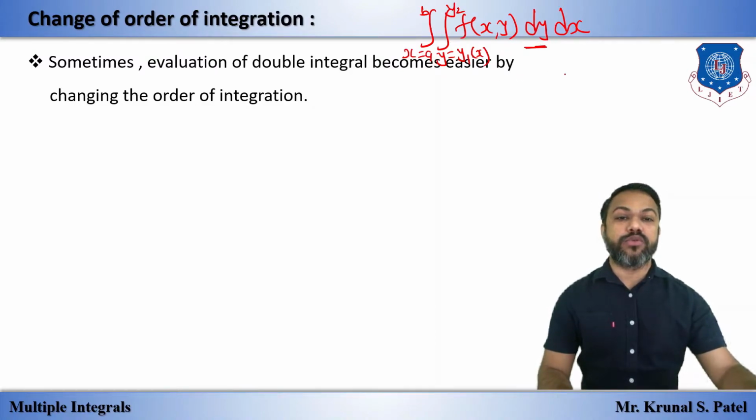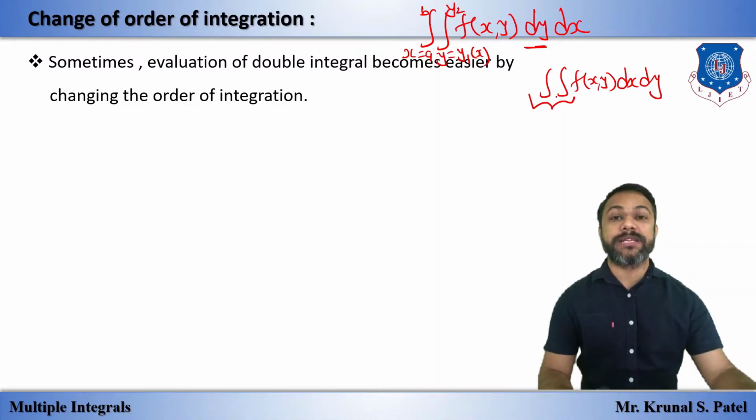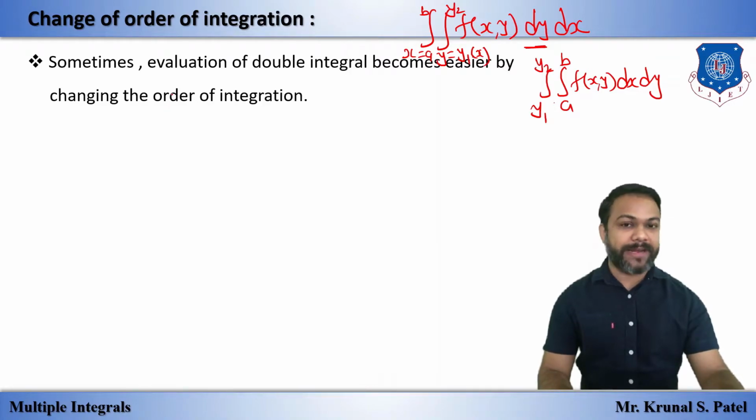If we change the order, that means we first integrate with respect to x, then y, and at that time the limits will also change by using some concept. We cannot directly write x equal to a to b inside and y1 to y2 outside. No, it's not possible, because as we have seen, the outer limit is always constant. So to get the final answer, we need to change the order according to some rules.